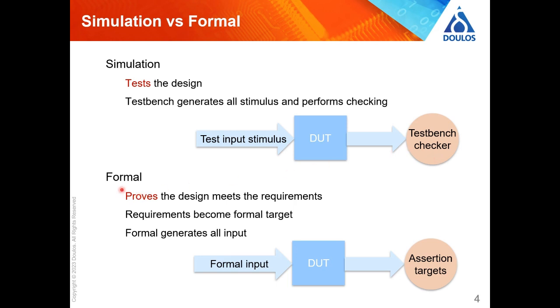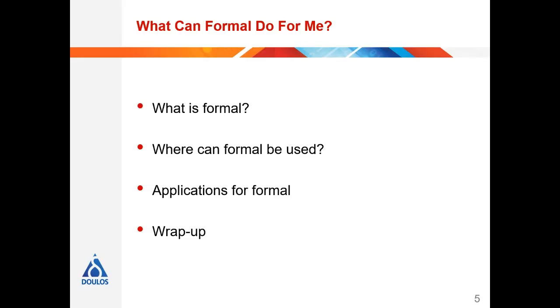With formal, it works in the opposite way. Formal works backwards from our assertion targets, traversing through a design state space. Instead of defining what stimulus to drive, we tell formal what stimulus to avoid by defining constraints. And so when formal proves a target, we know that all valid combinations have been tested and that our design meets its requirements. Now that we've defined what formal is, let's look at where we can use it.